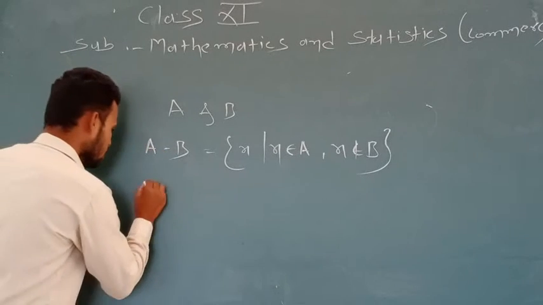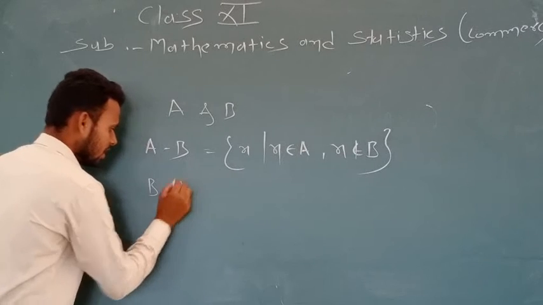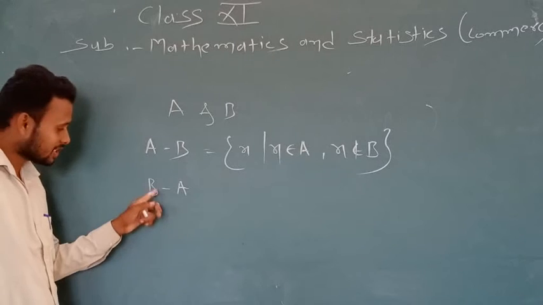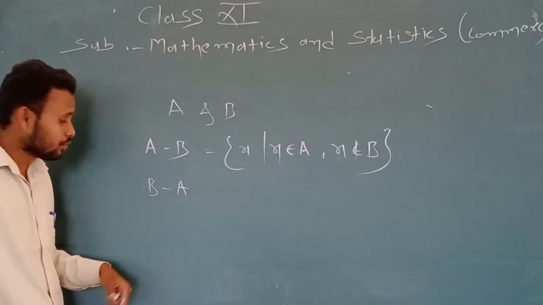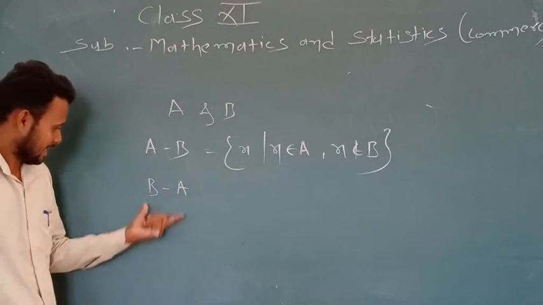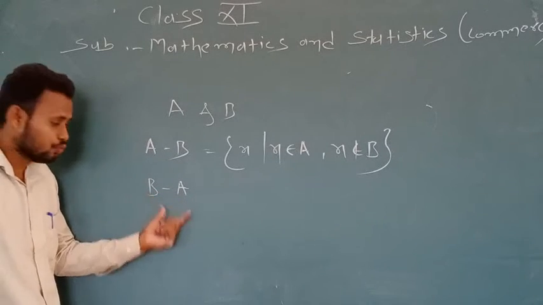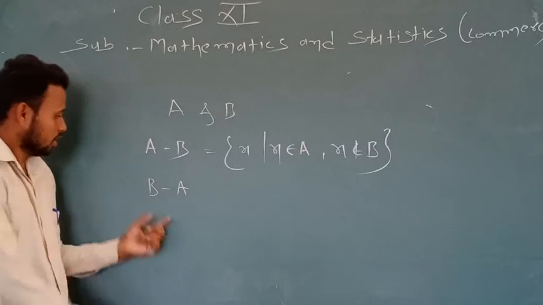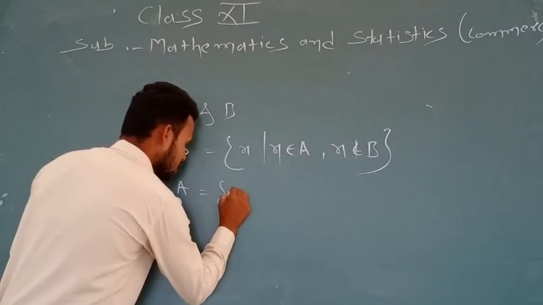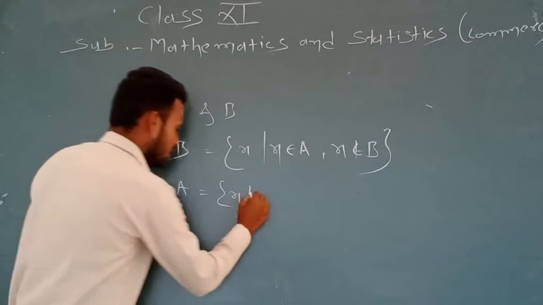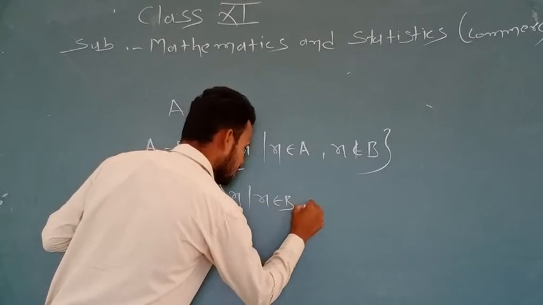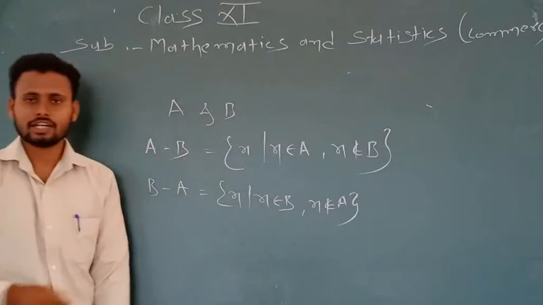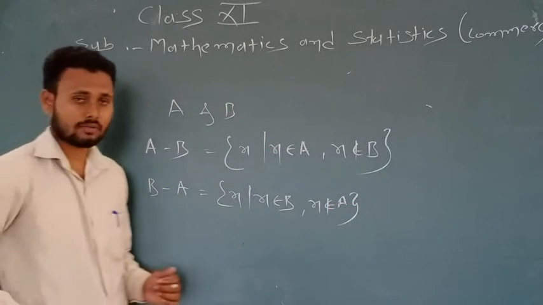Now next, B minus A. B minus A is called the difference between the set B and A. Definition also same. It is the set of all elements which belong to the set B but do not belong to A. Equal to the set containing the element x such that all elements belong to the set B but do not belong to set A. That is called difference between two sets.